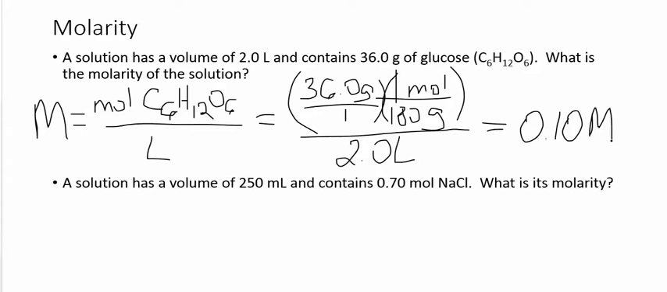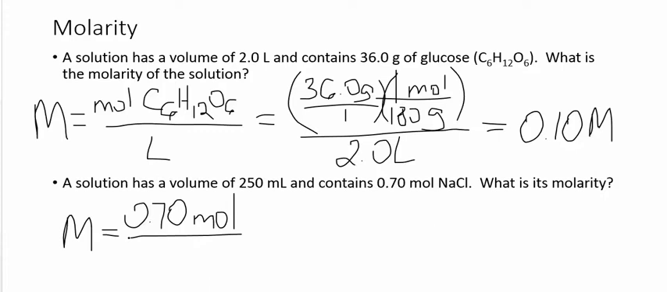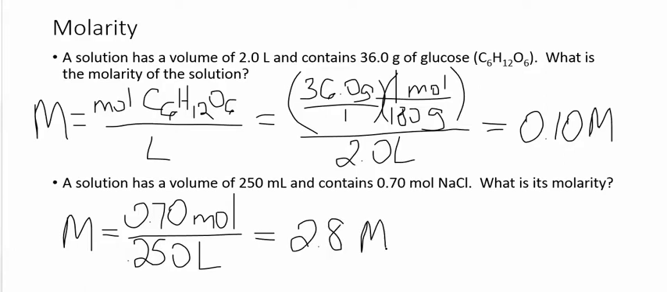Second example, a solution has a volume of 250 mL and contains 0.7 moles of sodium chloride. What is the molarity? Molarity is moles of solute. Well, in this case, my solute is NaCl, so 0.7 moles of NaCl divided by the volume of solution in liters. 250 milliliters is 0.25 liters. So my concentration for this is 2.8 molar. And again, just a capital M will suffice for the unit.